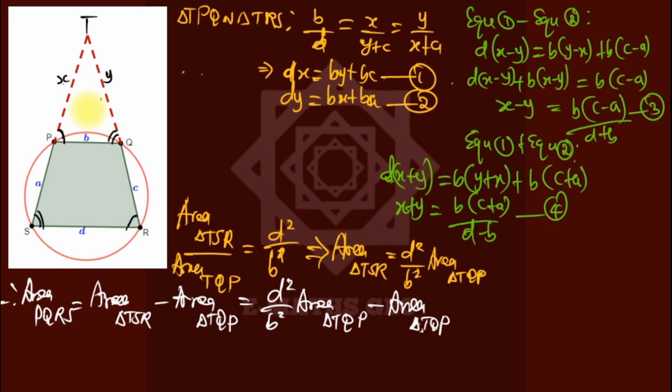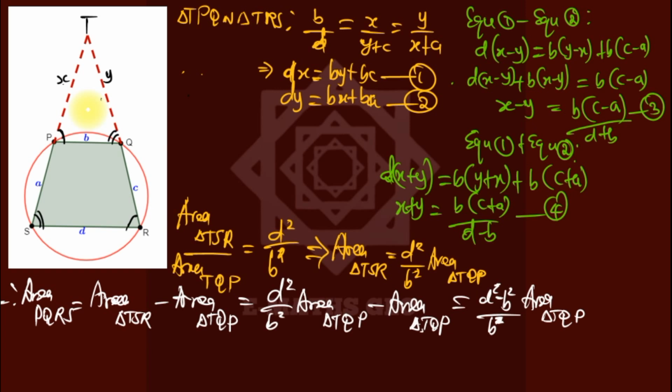And we can factor. What is common is the area of triangle TQP. So we are left with d squared over b squared minus 1, which is d squared minus b squared over b squared. Yes. And that minus 1 there, now find the LCM.